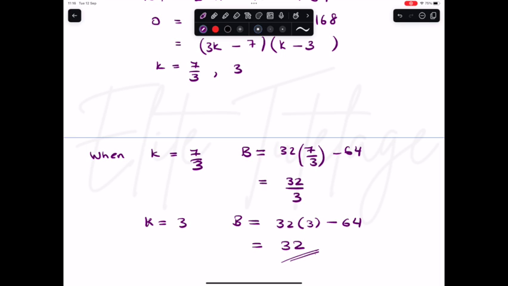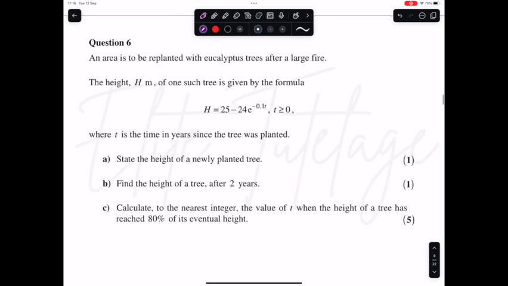So for question number 6 over here, an area is to be planted with eucalyptus trees after a large fire. The height is given by this function, which is exponential. t is the time in years. And for the first part, we need to find the height of a newly planted tree. So that's really simple, guys.